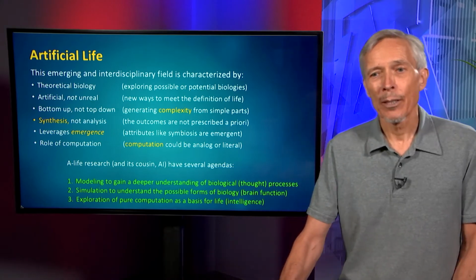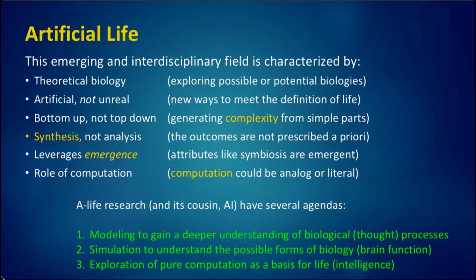This emerging field is characterized by several things, and it involves different types of scientists doing this work. It involves theoretical biology, which is the idea that the biology that we have on this planet need not be the only way biology is structured or organized or occurs. So exploring possible or potential biologies is an interesting thing to do. It involves the idea of artificial life, which isn't to say unreal life. It just means new ways of defining what life is that are not specifically tethered to the way it developed on this one planet. It involves the idea of bottom-up, not top-down.